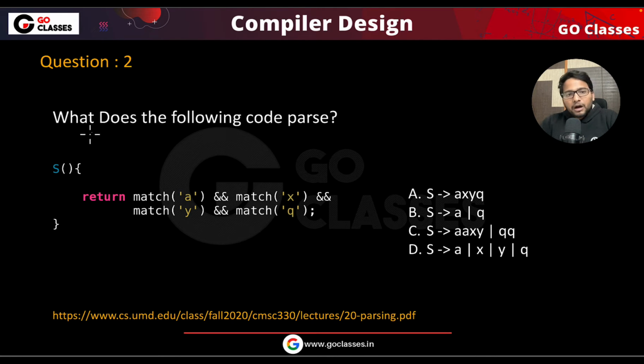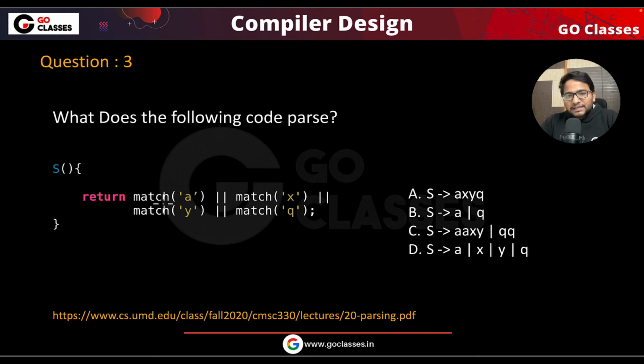So what they are saying, what does the following code parse? See, they are saying match A and match X and match Y and match Q. So A, X, Y, Q. Now you can easily understand that answer is A. Why? Because you are matching with A. So if A, X, Y, Q is there, then it will return true. It means they are asking for A, right? A, X, Y, Q.